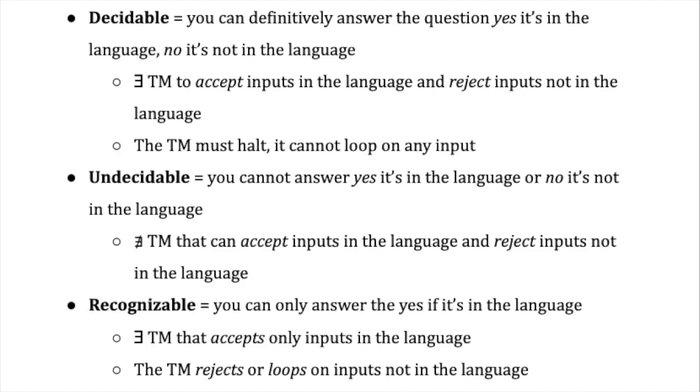Alright, now on to problem 4. So before we start, I'm going to revisit the definitions from earlier, and I have added a new definition for Turing recognizable. Now, recognizable is very similar to decidable, except you can only deal with the accept case. This means that if a language is recognizable, then there must exist a Turing machine that can accept inputs in the language, and it will not accept inputs not in the language. The Turing machine will either reject or loop on inputs not in the language.